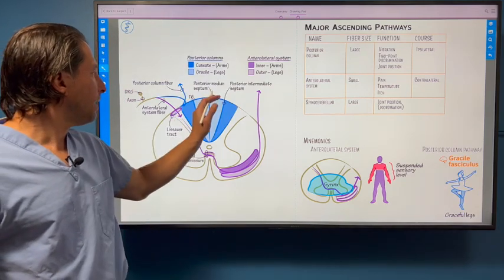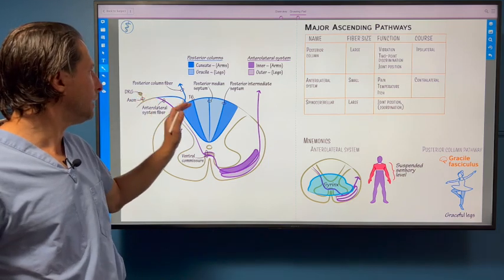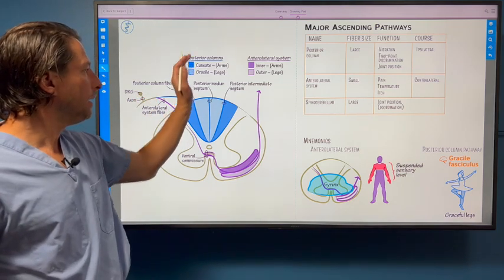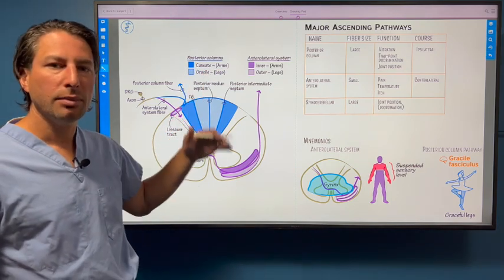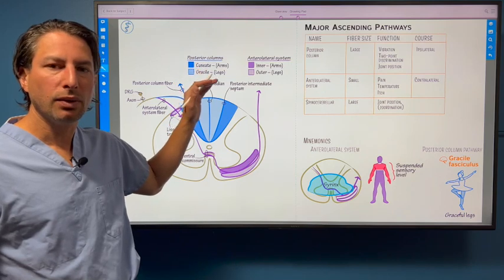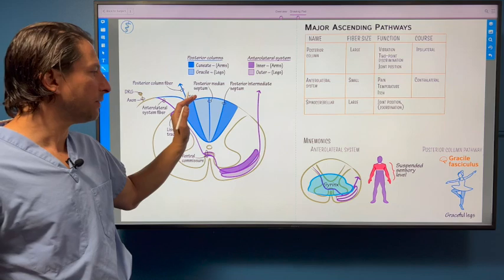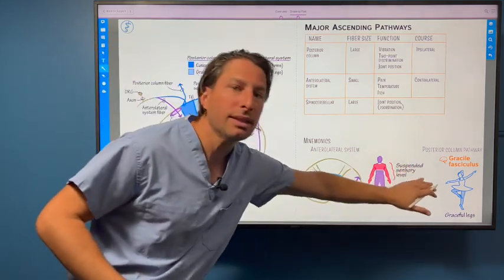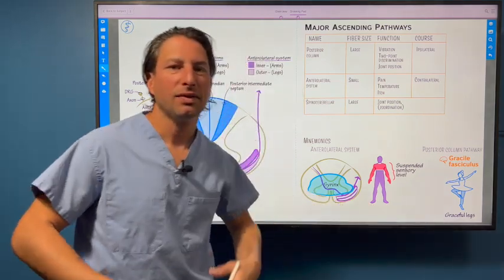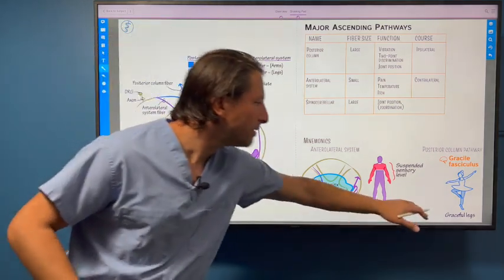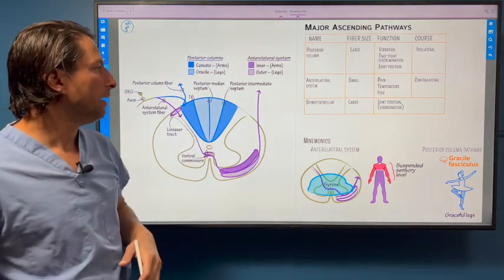Next, we have the posterior column here. Again, first order neuron is in the dorsal root ganglion. It ascends ipsilaterally. And then we have the cuneate nucleus. We said in the medulla is where it makes its second order neuron synapse. Cuneate for arms, gracile for legs. And the way that we can remember this is that ballerinas have graceful legs for gracile nucleus, so graceful legs, gracile legs, and that's the distinguishing there.